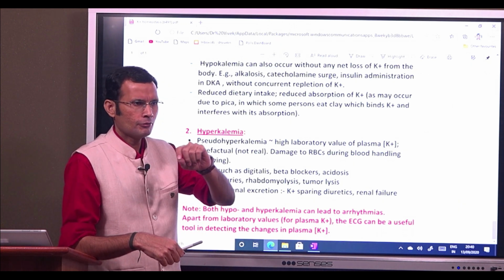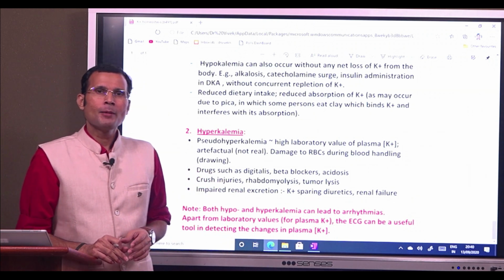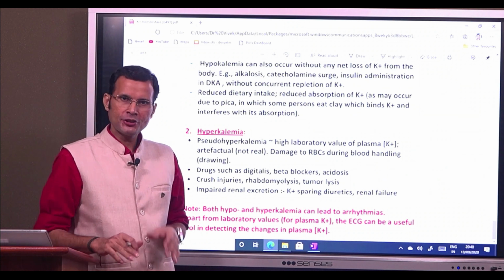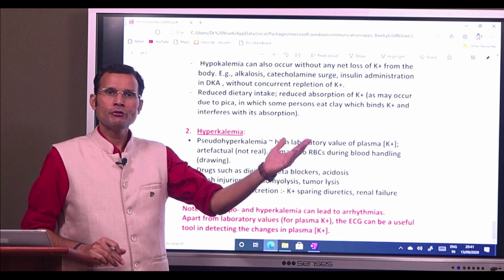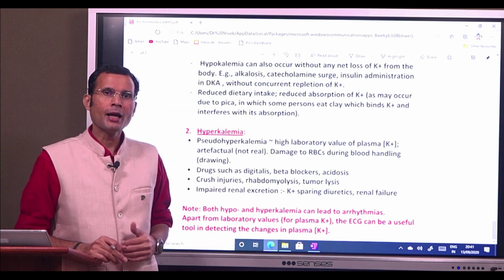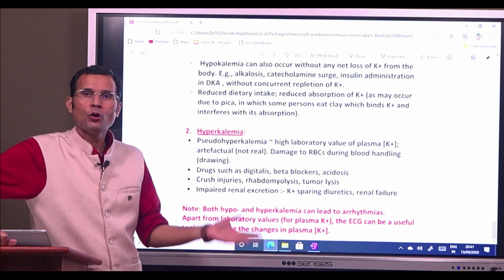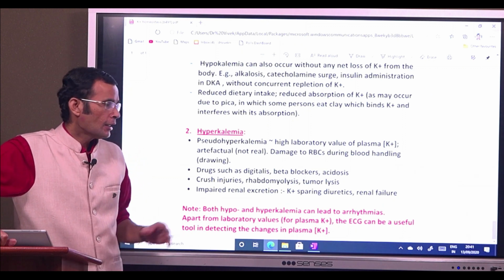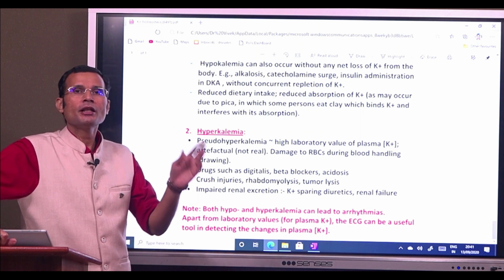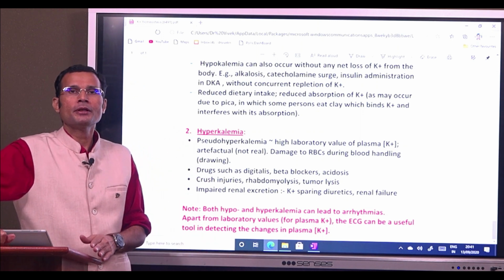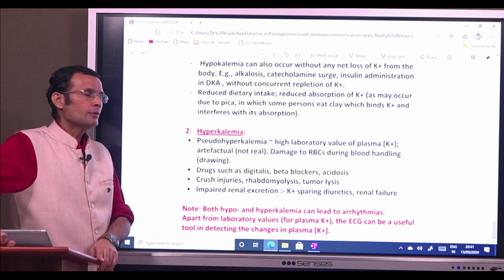In fact, let me just say and end the topic here. That is, plasma potassium levels. If you go on to measure it, it may take a longer time for the values to be sent back from the laboratory. The laboratory may take a longer time to report the plasma potassium levels, whether it's hypo or hyperkalemia. But if you instantly record an ECG, the ECG changes will instantly tell you about hypo or hyperkalemia. Remember this, therefore ECG is very important in that aspect, recording the ECG.